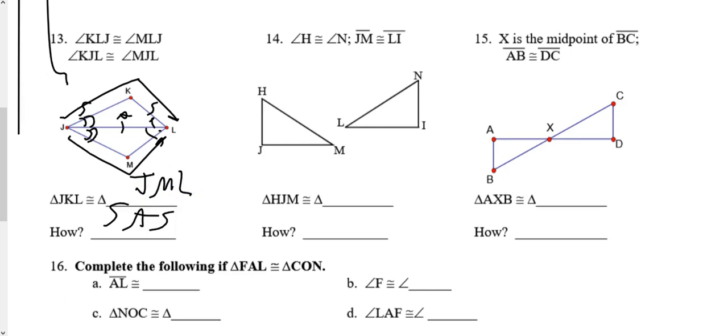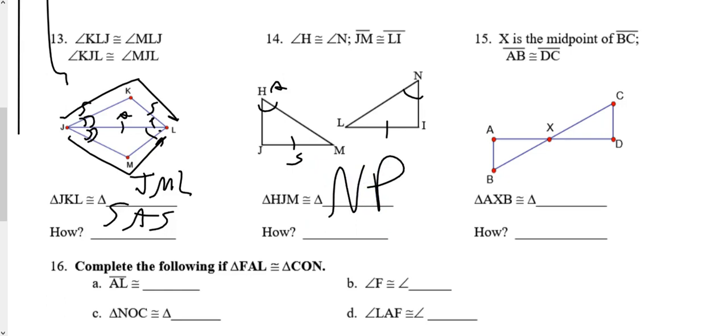Okay, H and N are congruent. JM is congruent to LI. And that's it. We have an angle, and we have a side. And even though J and I look like right angles, we can't assume. And even if they were, we don't have the hypotenuse for HL, so this one is not possible.